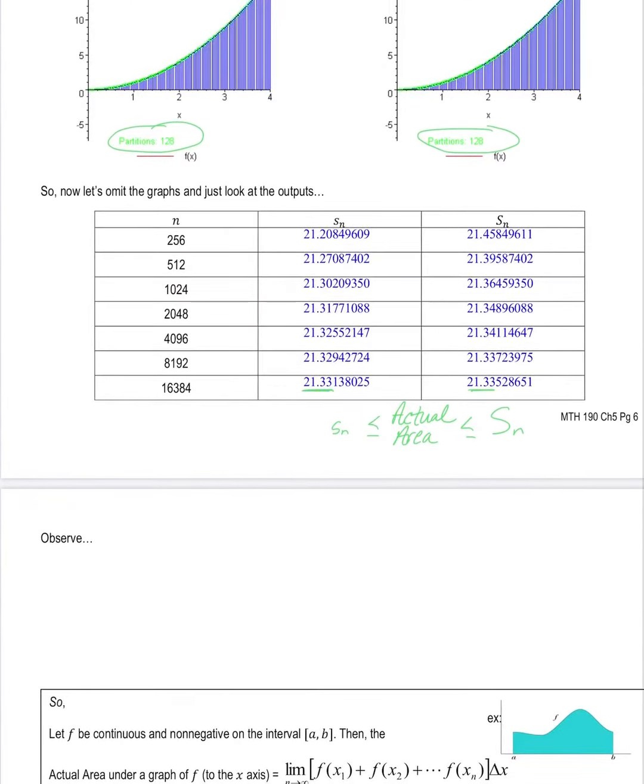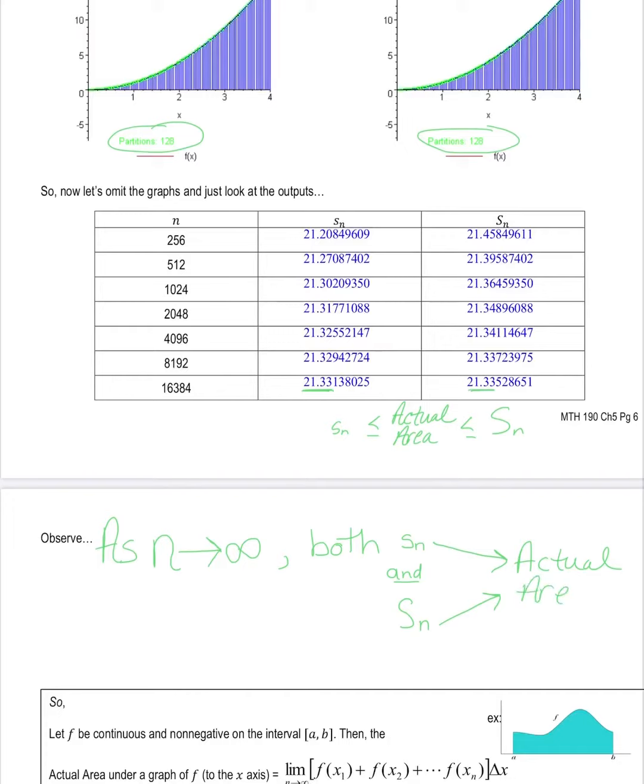It didn't really matter as long as I was letting the number of rectangles get bigger and bigger and bigger, in other words, approach infinity. So what we really want to observe here is that as the number of rectangles, as n goes to infinity, both the lower and upper sum, the lowercase s sub n and the capital S sub n, are closing in on the actual area.